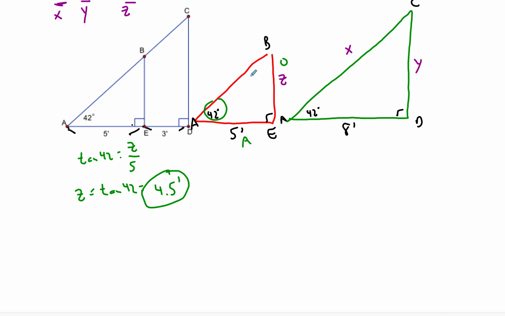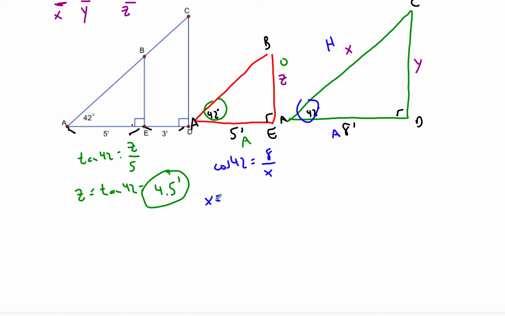We'll do the same for X and Y. Let's do X first. It's going to be a little bit trickier. X is the hypotenuse, and the only side we know is this, which is the adjacent. So adjacent and hypotenuse means the cosine of 42 degrees is equal to 8 over X.